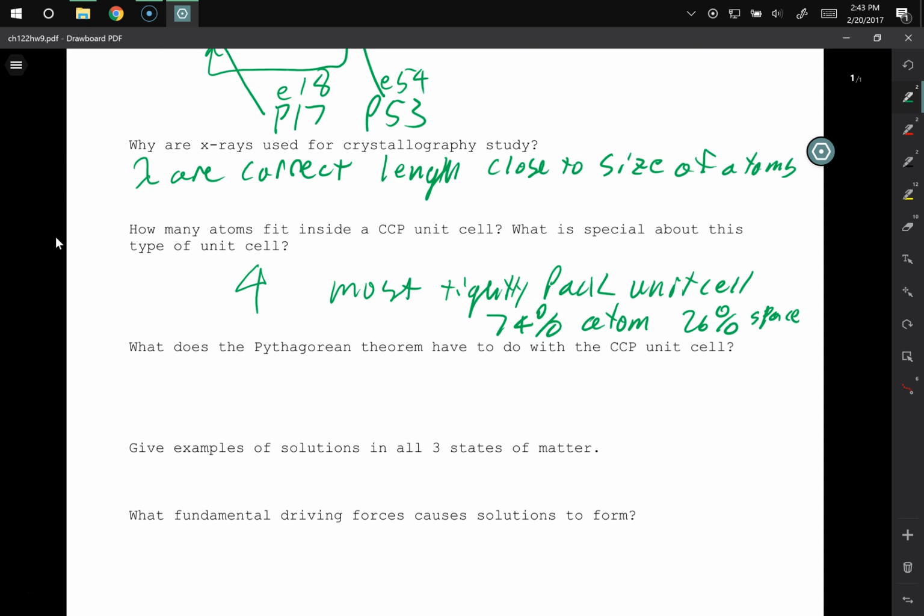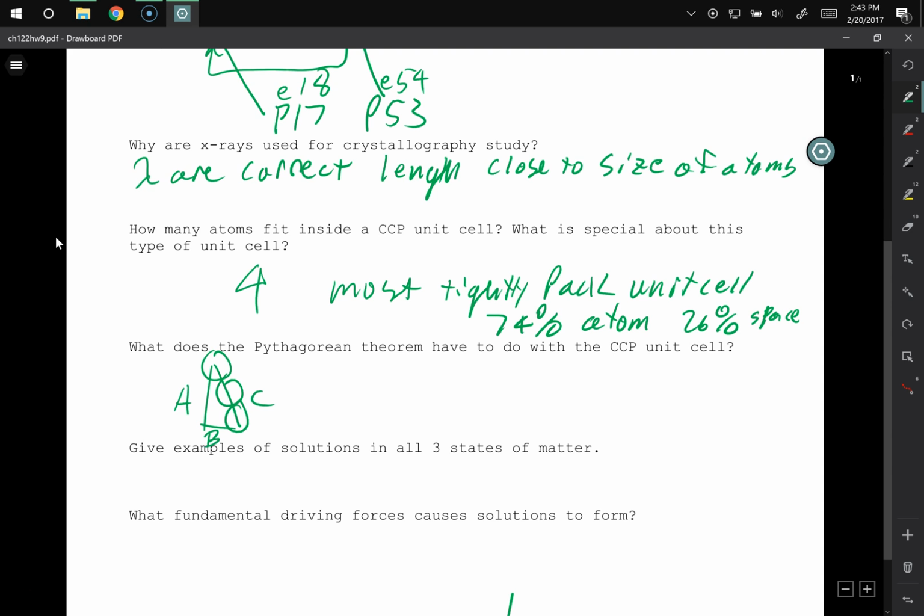Pythagorean theorem. Right. So we've got A and B and C. And so even though the atoms don't touch each other on the corners because there's a space in between, they do touch each other going down the diagonal. So then I can use A squared, B squared, C squared. And then when I get my C, what's my C equal? 4, yeah, 2 atoms or 4 radii.